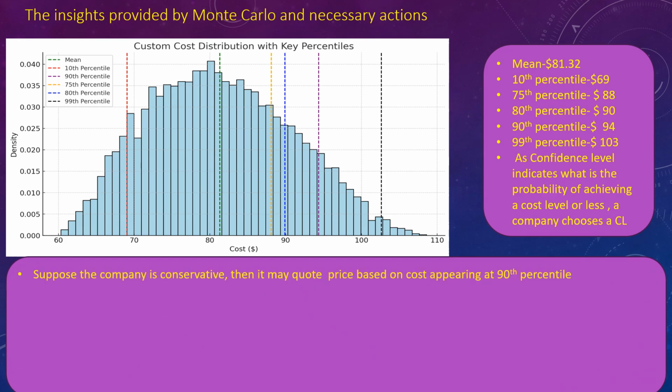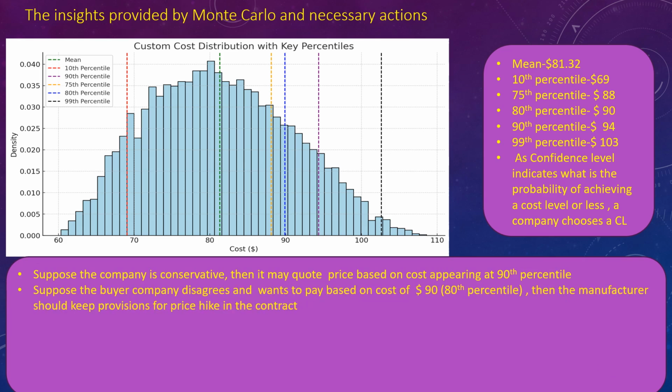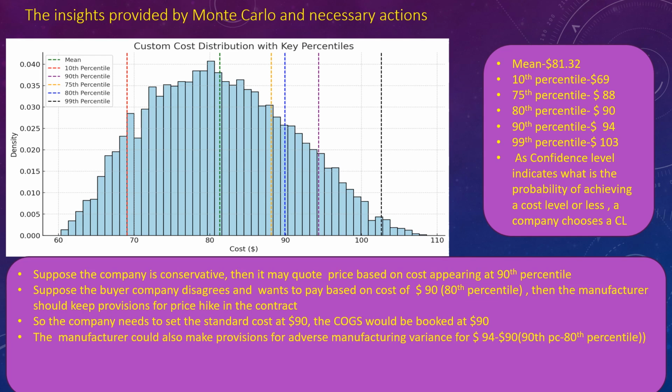Suppose a company is conservative, then it may quote price based on the cost appearing at the 90th percentile. Suppose the buyer company disagrees and wants to pay based on the cost of $90, that is based on the 80th percentile. Then the manufacturer should keep provisions for price hike in the contract. So a company needs to set the standard cost at $90. The COGS would be booked at $90.